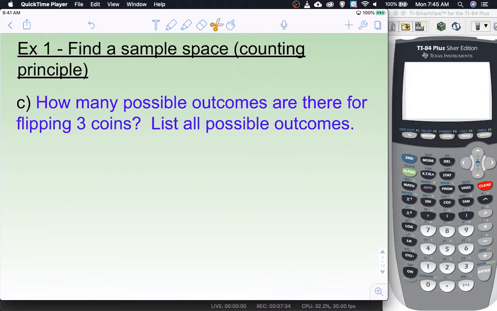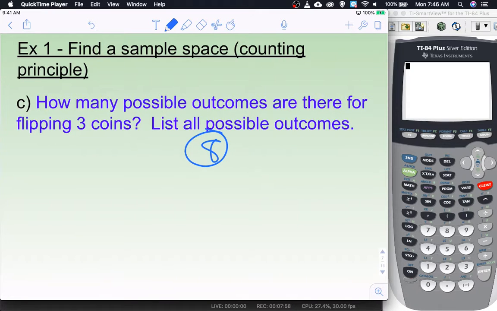How many possible outcomes are there for flipping 3 coins? And if you could please list all your possible outcomes, go ahead and pause the video and do that right now. All right, so what do we got here? So you should have come up with 8 possible outcomes.